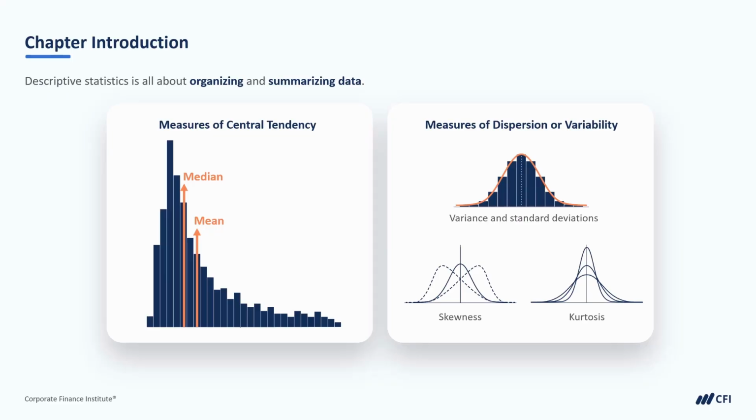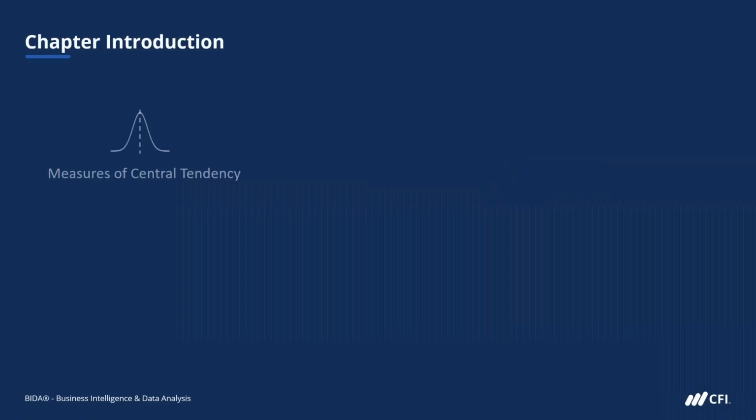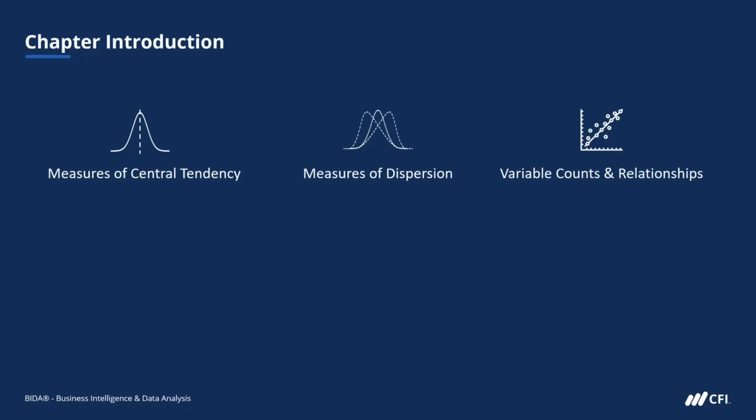There are some less commonly used descriptive stats that can offer us different insights such as variance, standard deviations, skewness, and kurtosis. These can be categorized as either measures of dispersion or variability. This chapter will explore these categories of descriptive statistics. We'll explore other terms useful in our initial exploration of a dataset, terms that can describe the number of variables or the relationship between variables.